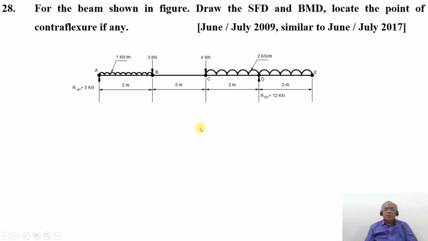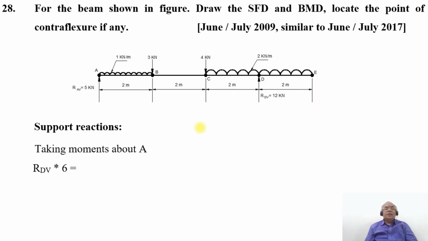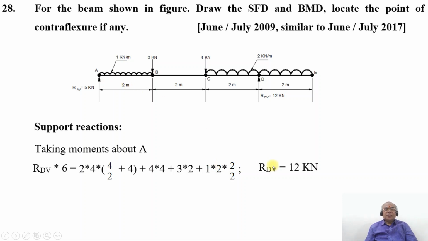To find the support reactions, taking moments about the point A, the clockwise couple will be equal to the counterclockwise couple. So RDV into 6 will be equal to 2 into 4, that is 2 into the entire length of the UDL, 4, into (4 by 2, which is the midspan, plus 4), then plus 4 into 4, then plus 3 into 2, plus 1 into 2 into 2 by 2. On simplification, RDV will be equal to 12 kilonewton.